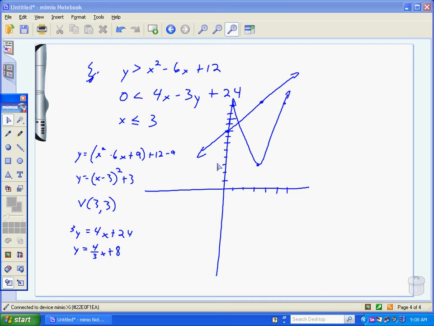Everybody comfortable with that one? See what I did? Okay, we plotted the 8, right? And then we rose 4 because slope is rise over run. So I went up 1, 2, 3, 4, and I ran 3 just to get my second point. Good?